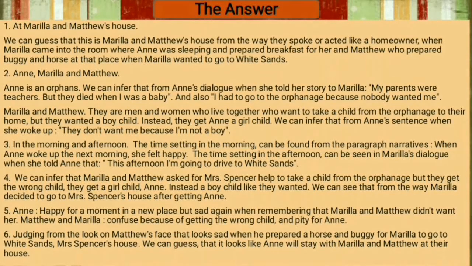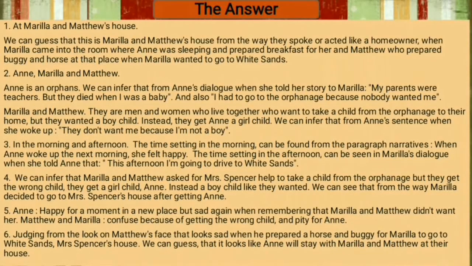Number 3. In the morning and afternoon. The time setting in the morning can be found from the paragraph narrative: "When Anne woke up the next morning, she felt happy." The time setting in the afternoon can be seen in Marilla's dialogue when she told Anne, "This afternoon I'm going to drive to Watson's."